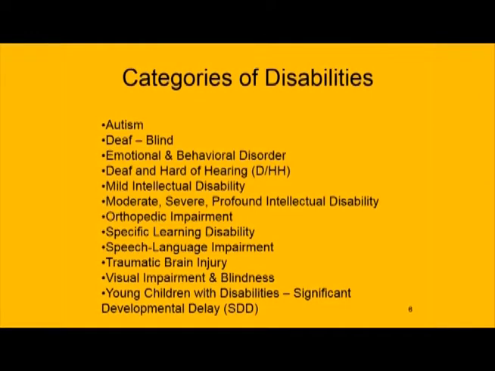The categories of disabilities, we talked about these in Unit 1. There's autism, deaf-blind, emotional and behavioral disorder, otherwise known as EBD, deaf and hard of hearing, mild intellectual disability, moderate, severe, or profound intellectual disabilities. There are orthopedic impairments, specific learning disabilities, speech-language impairment, traumatic brain injury, visual impairment and blindness, and with young children with disabilities, significant developmental delay.